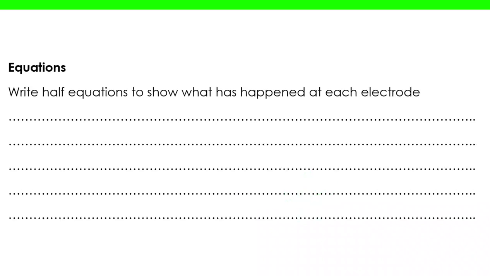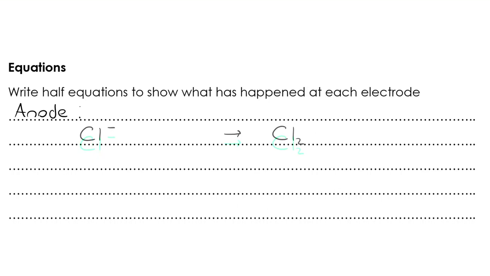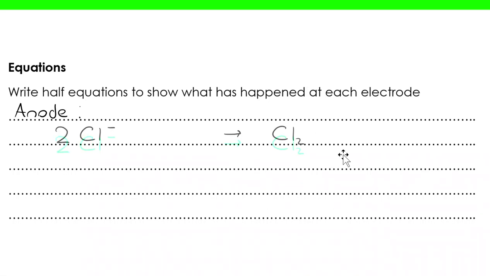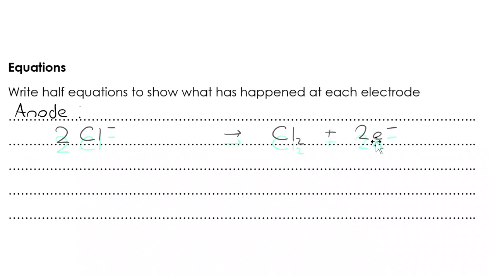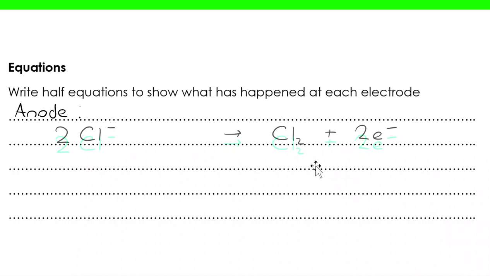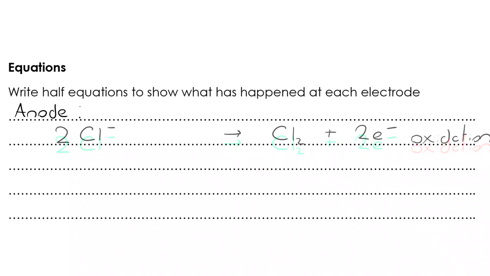Now we need to do the equations for them as well. We now know what was made at each electrode. So let's have a look at the anode. Cl- goes on to become Cl2. I need two Cl- to do that, and I now need to balance the half equation with electrons to balance the charge. So I'm actually going to add 2e- on the right hand side. That means electrons are being lost, and that means we're dealing with oxidation.